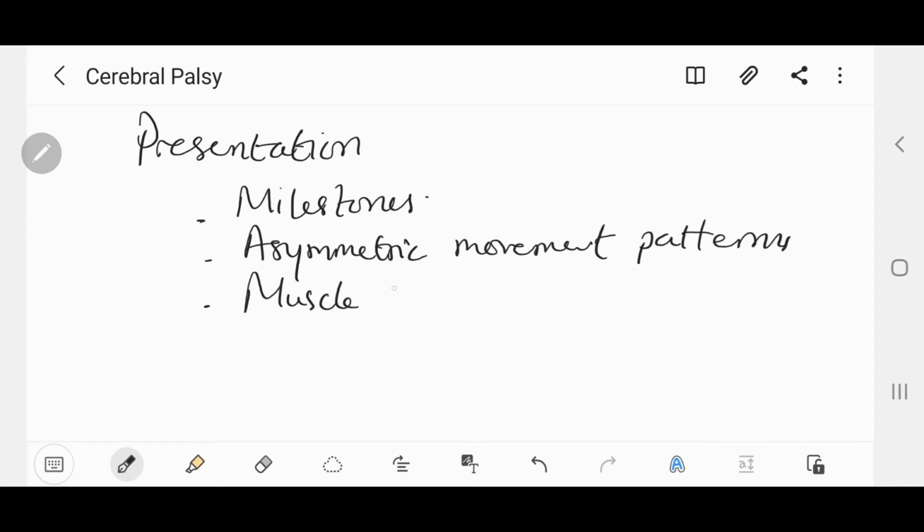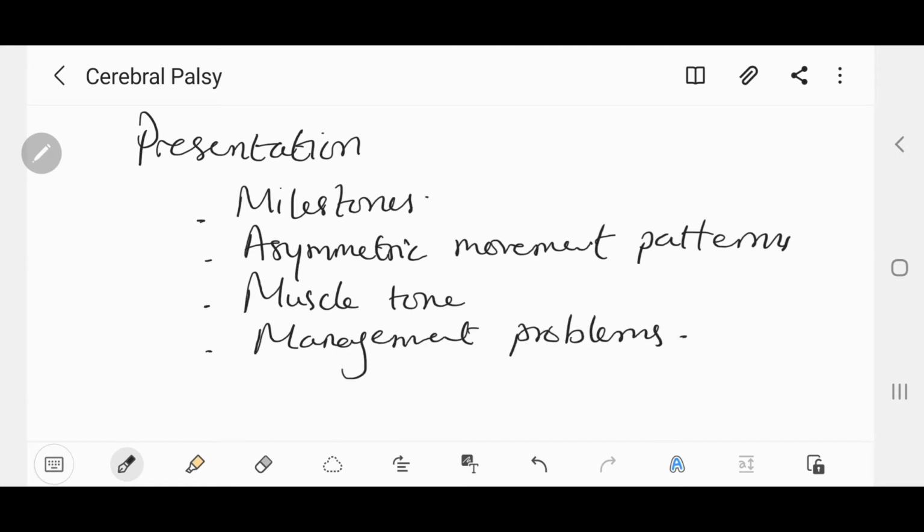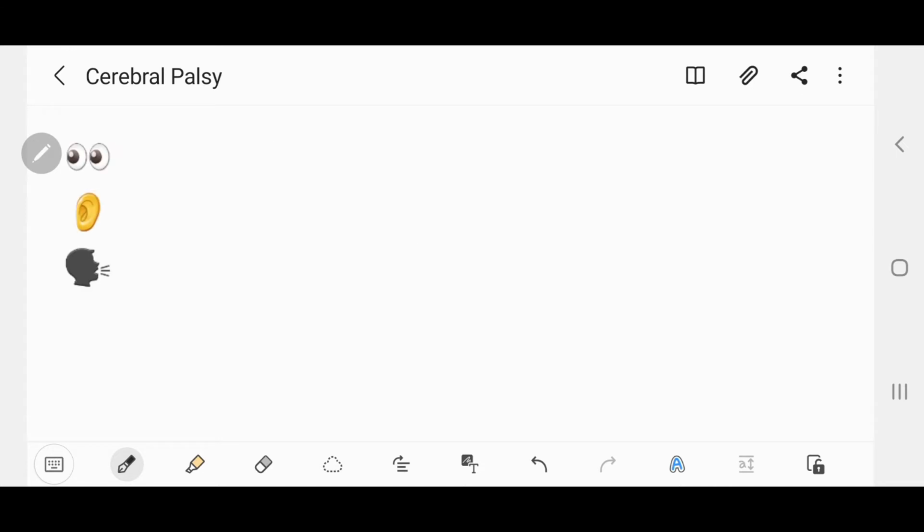So now for presentation, it can present as delayed motor milestones, particularly learning to sit, stand, and walk. It can also present as asymmetric movement patterns, for example, strong hand preference early in life. Also, abnormalities of muscle tone, particularly spasticity or hypotonia, and management problems, for example, severe feeding difficulties and unexplained irritability.